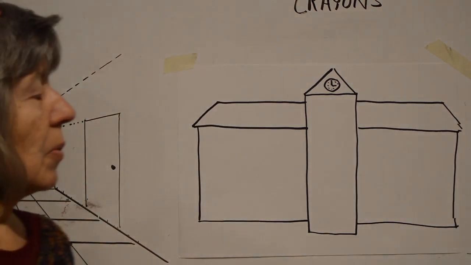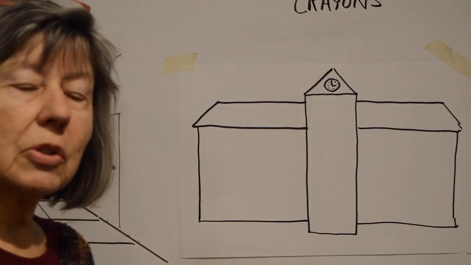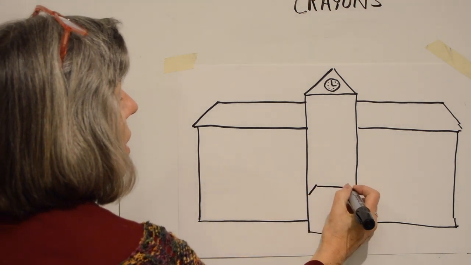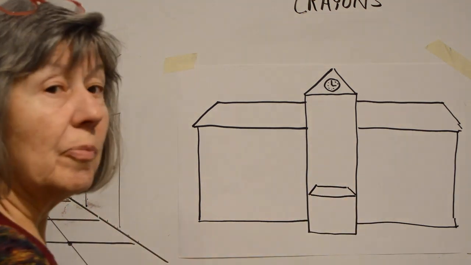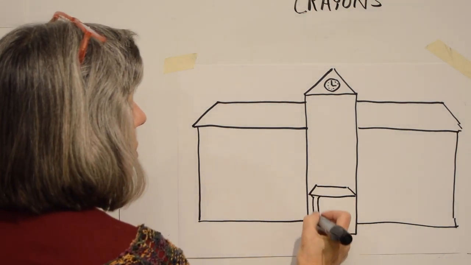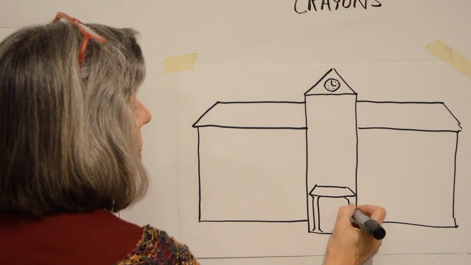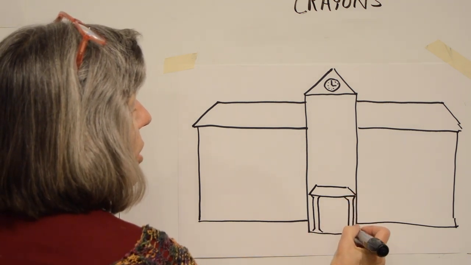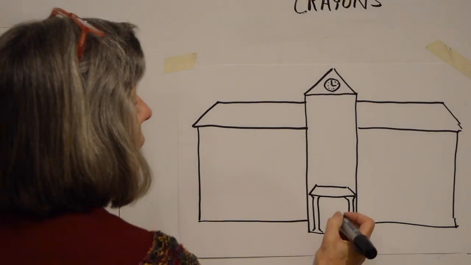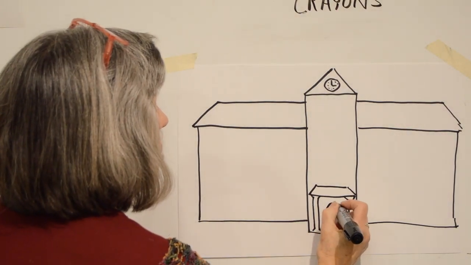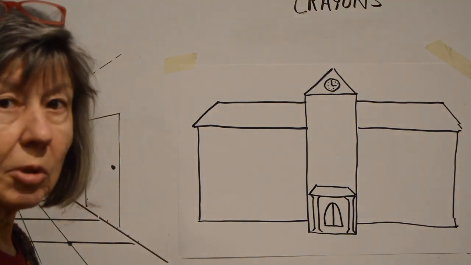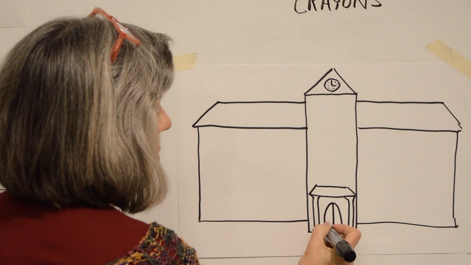So now I need to think about where I'm going to put columns and arch windows. So I'm going to start with a trapezoid right here, and that will be the roof of my porch. So I'm going to put my columns right here to support my porch. And since my drawing is kind of small, I'm not going to bother with the fancy decorations. And I'm going to make an arched door on my building. Sometimes arched doors are divided in half, so I'm going to do that, and I'm going to put in some steps.